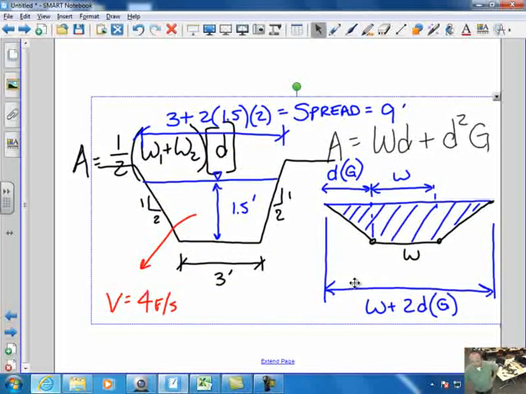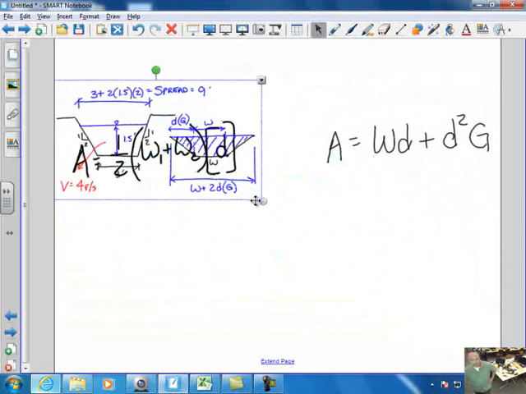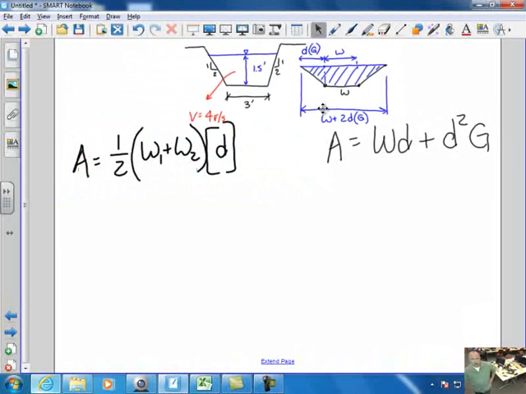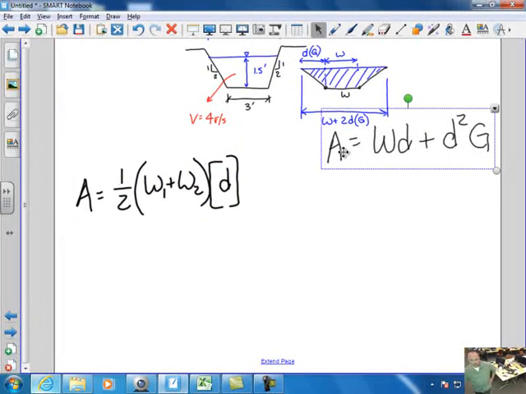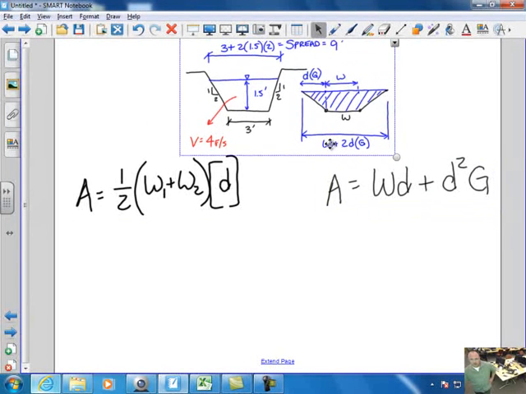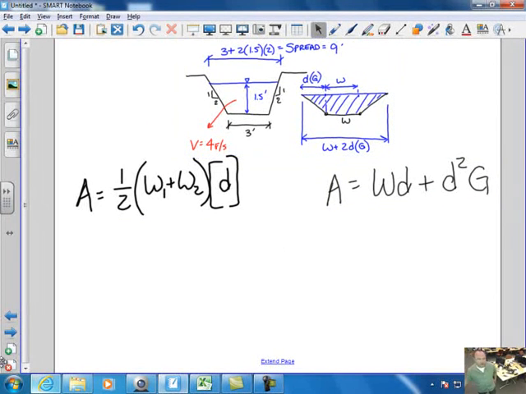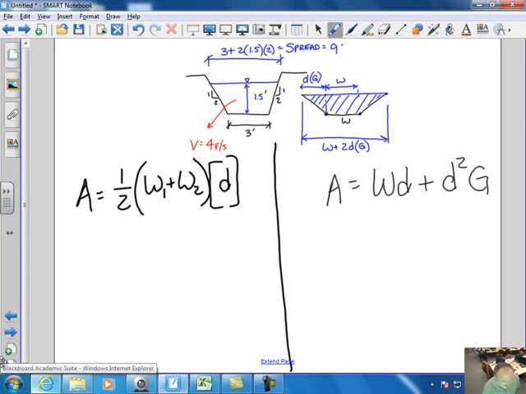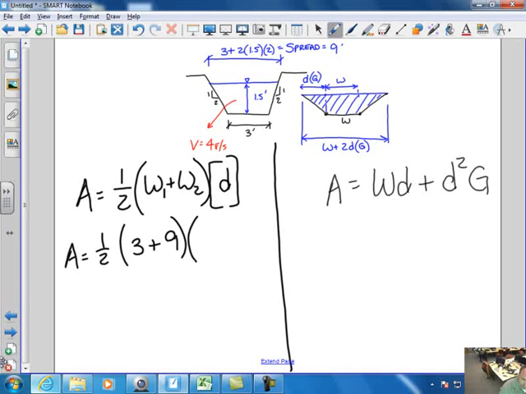Should group this one of these days. There we go. And so here is our value. Let's see if we get the same exact number for these different pieces. In our standard trapezoid equation, area would equal 1/2 times my W1, which is 3, plus my W2, which is 9, times my depth, which is 1.5. So this would equal 12 divided by 2, 6, times 1.5, which gives me 9 square feet.